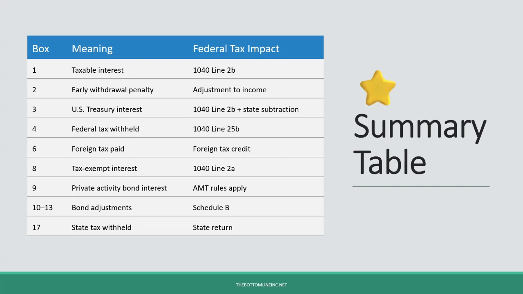U.S. Treasury interest, box 3, is taxable federally. But for Pennsylvania, we're going to subtract that. That's not going to be included in our income. Federal tax withheld is going to go on the 1040 line 25B. It's part of our tax withheld.